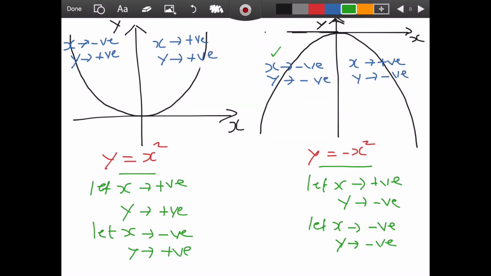Okay, and indeed, you can see it follows this pattern. When x is positive, y is positive. X is negative, y is still positive. Okay, so y equal to x squared, it makes sense. It is the same. It represents this bowl-shaped graph, and the inverted bowl-shaped graph. You can see that when x is positive, y is negative. When x is negative, y is negative. Okay, so y equal to minus x squared represents the inverted bowl-shaped graph.